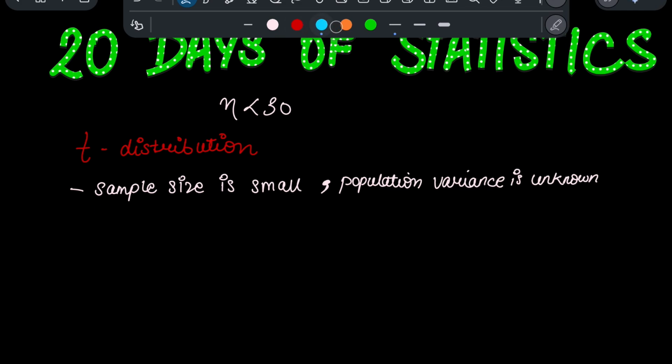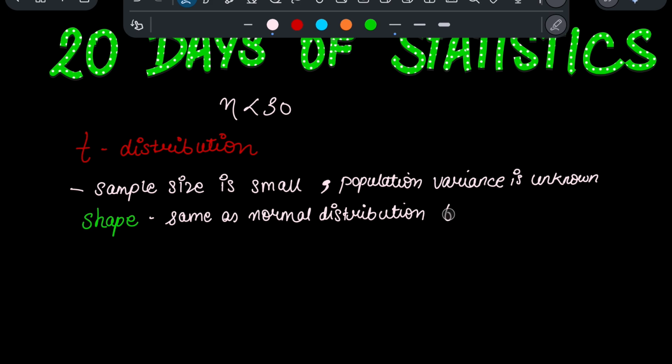Talking about the shape, it is the same as the normal distribution, but with heavier tails, of course. Now, talking about the degrees of freedom: it is defined as n minus 1 for a sample of size n, and as the df increases, the t distribution approaches the normal distribution.